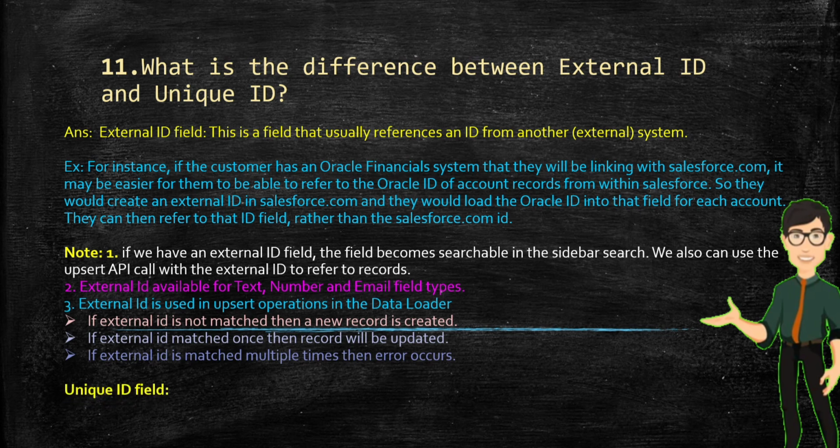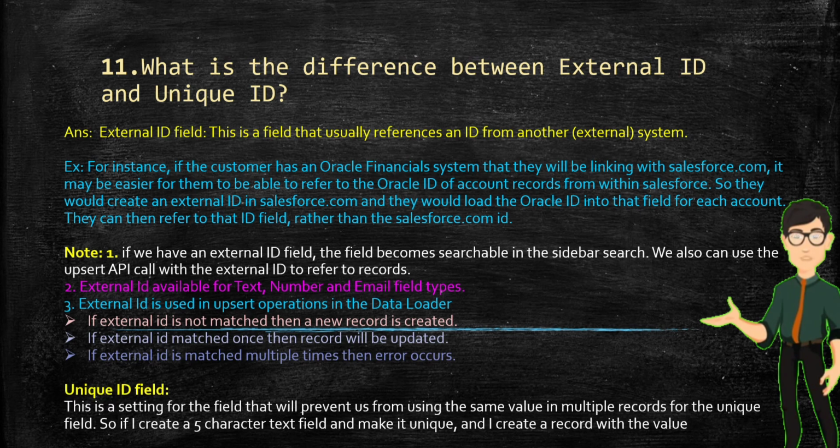And what is the unique ID field? The unique ID field is a setting for a field that will prevent us from using the same value in multiple records for the unique field.